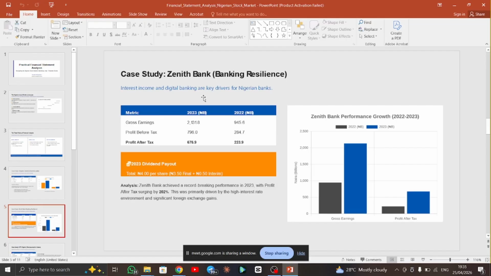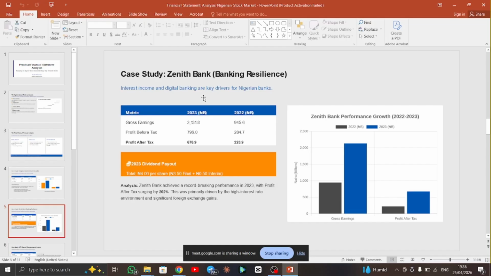Let's say you have 500,000 naira now. You carry 100,000 naira and buy Zenith Bank. Carry another 100,000 naira and buy UBA. Carry another 100,000 naira and buy Access. Carry another one and buy GT. If something happens to the banking sector, your president can just wake up one day and say something, and the banking sector will start shaking. You see that all your investments will start reading negative.